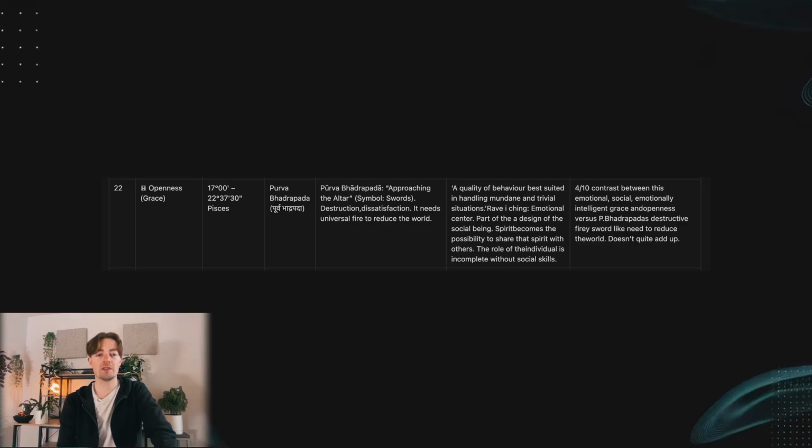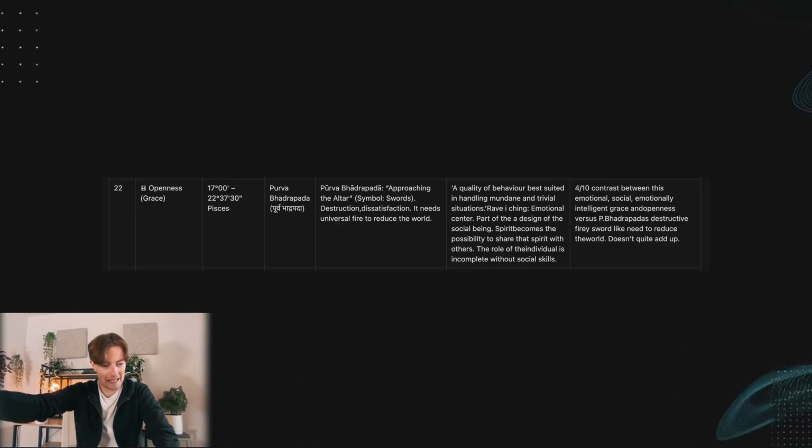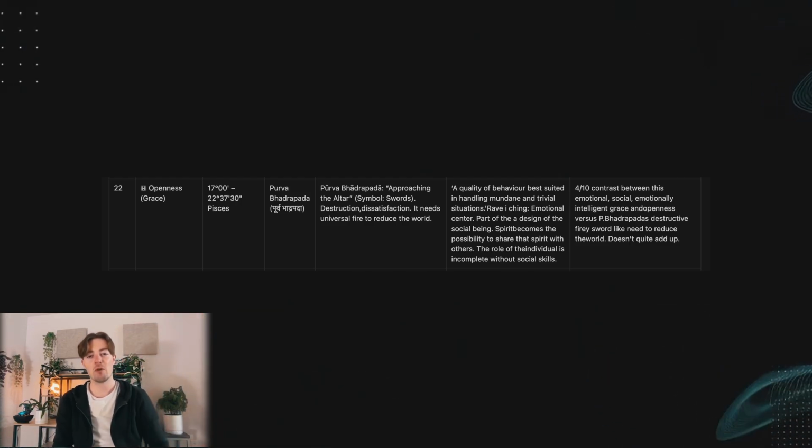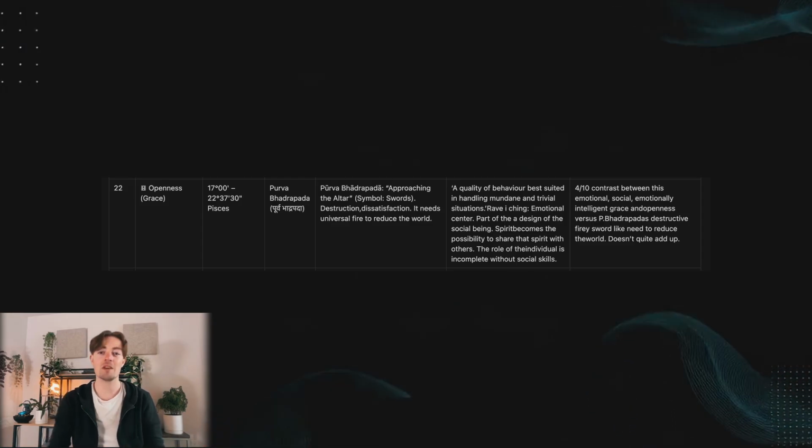Gate 22, openness, the gate of grace, from 17 degrees to 22 degrees of Pisces. So we're in the Purva Bhadrapada Nakshatra. Purva Bhadrapada, again, this very end of a cycle, end of the world, spiritual death, spiritual liberation, burning down the swords, approaching the altar. I mean, that's a powerful symbol. Approaching the altar, accepting that you're going to die, accepting that the inevitable spiritual reality of dissolution is about to be upon you. Purva Bhadrapada. It's really good imagery.